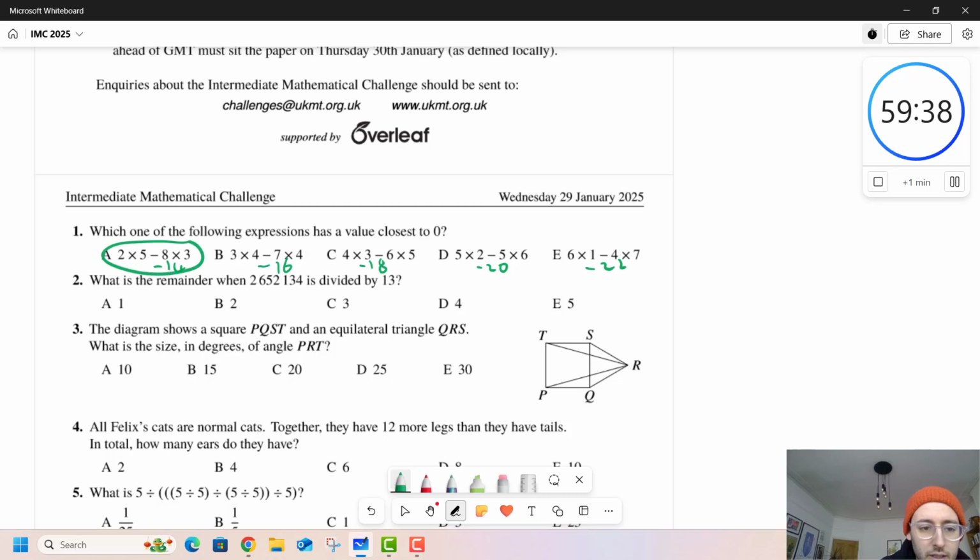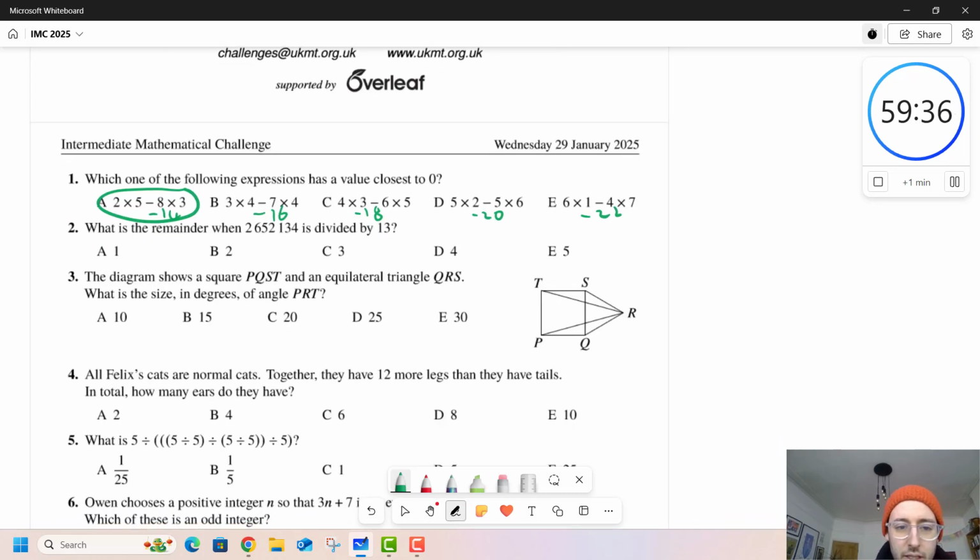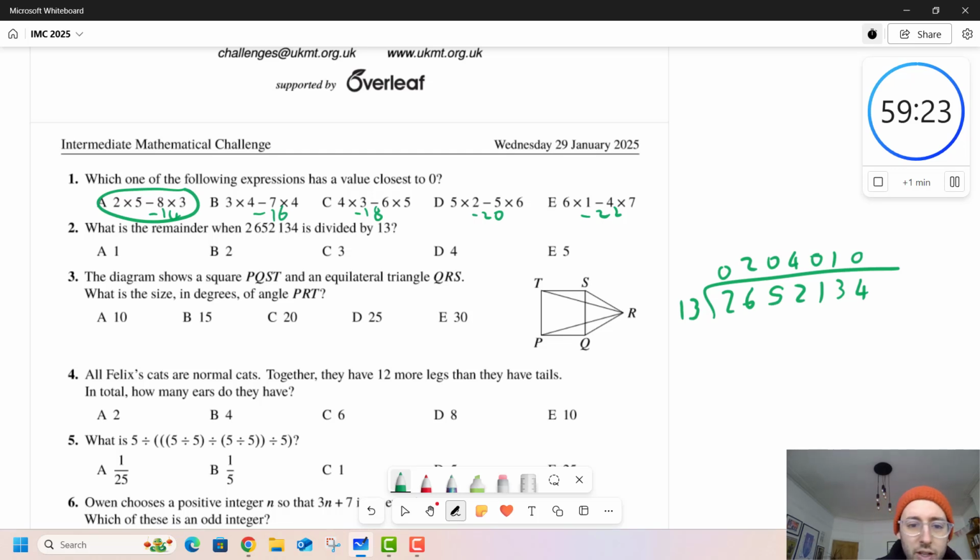Okay, this one. What's the remainder when it's divided by 13? Do they expect me to just do this? Don't know. Oh no, they're all 13s. Oh, that's fun. That's a 4. That's a 1. That's a 0, remainder 4. Oh, that's really fun. Enjoy.